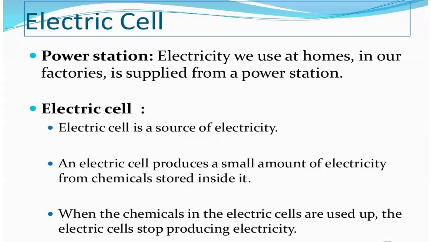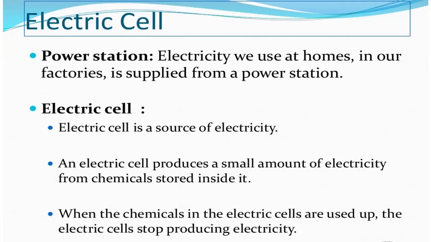We are going to discuss the electric cell in detail. An electric cell is a device which produces a small amount of electricity. It is a source of safe, portable electricity. We can handle it and carry it also. An electric cell is also called a dry cell because it does not contain any liquid chemical, or simply we can say a cell.